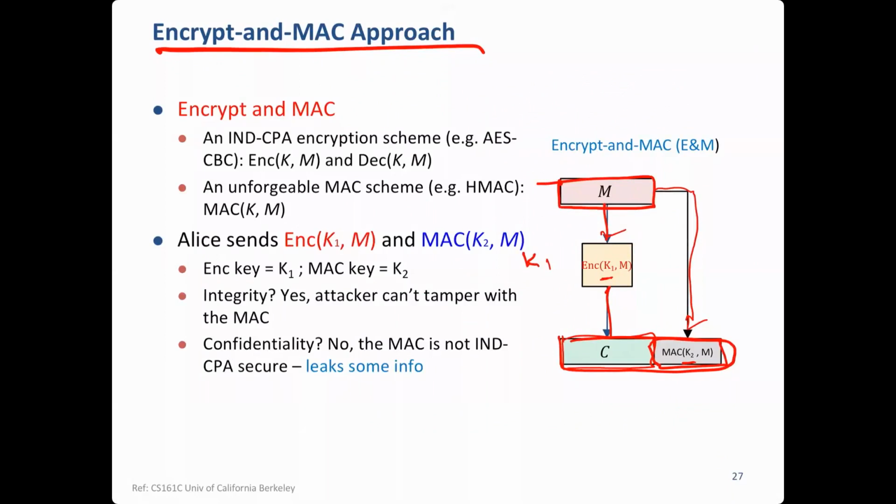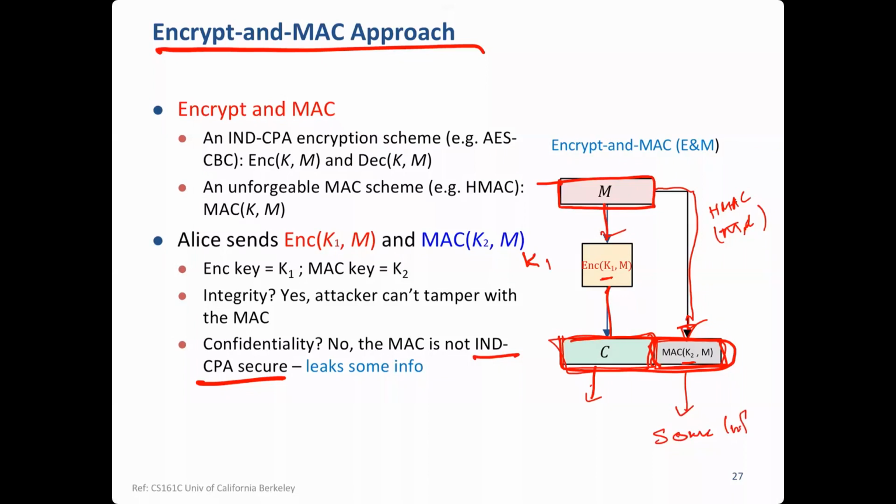So the only issue here is confidentiality. See, it is not IND-CPA secure. Now here C will be IND-CPA secure because you may be using one of those modes of operation that we have seen. If you use a proper mode, CBC for example, then this is IND-CPA secure, but the MAC is not, because for the MAC function we are not doing CBC mode of operation. We are simply using HMAC with the key and message M. So this is not IND-CPA secure, so it may leak some info.